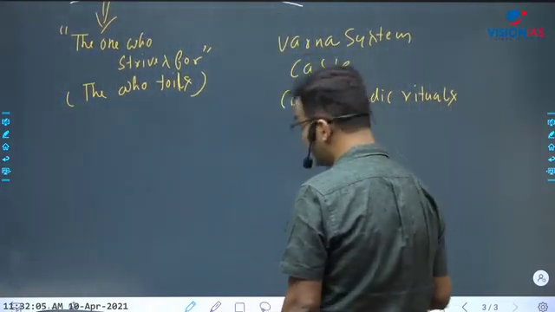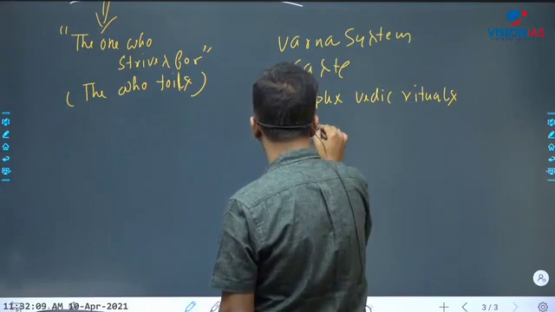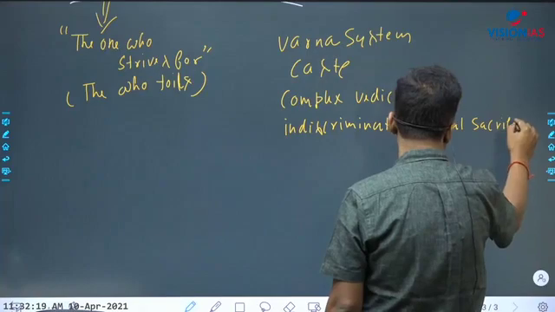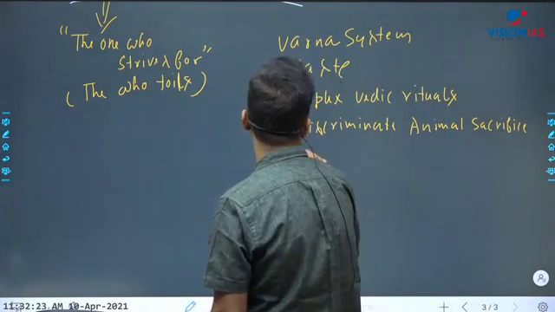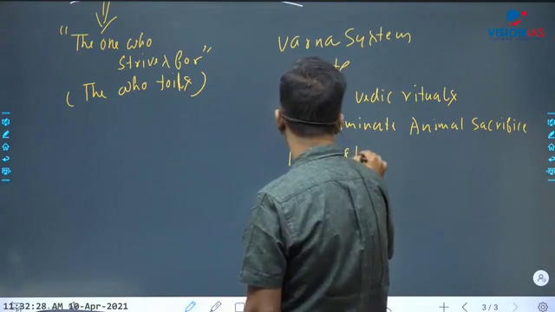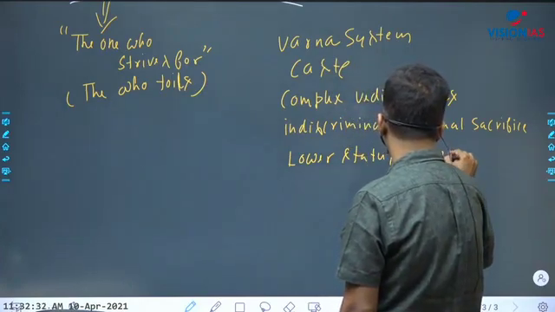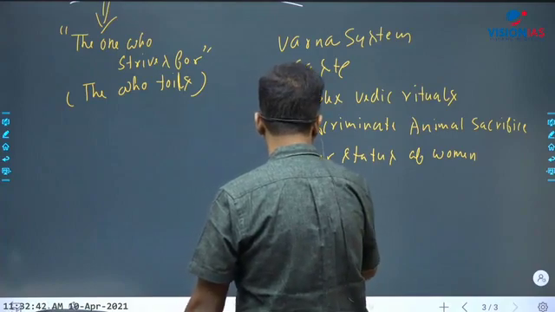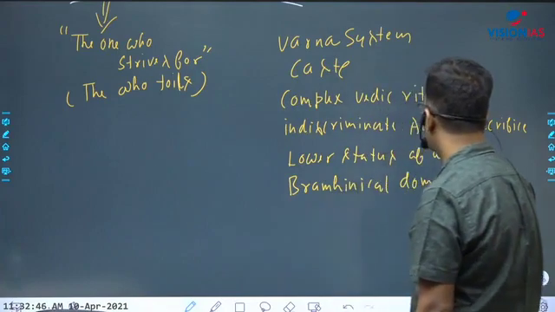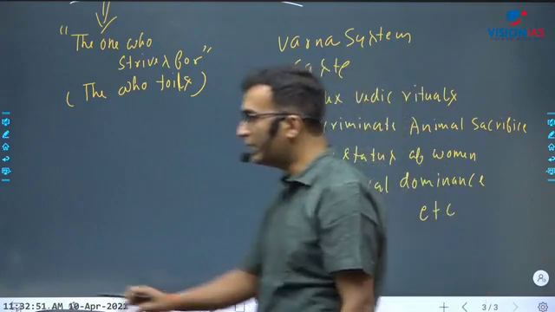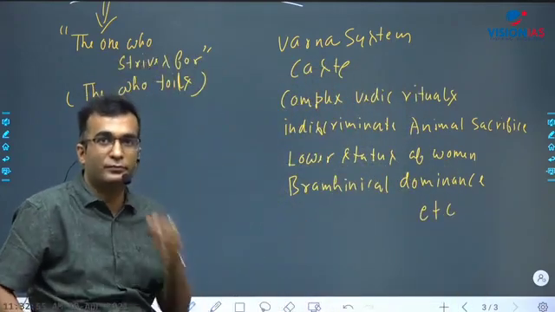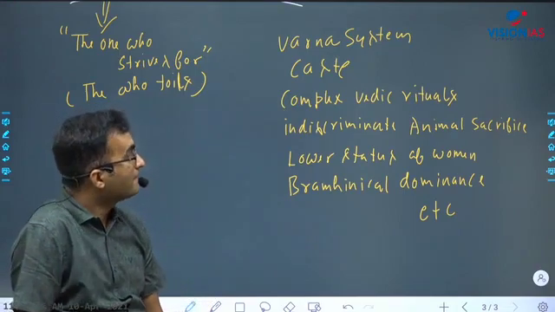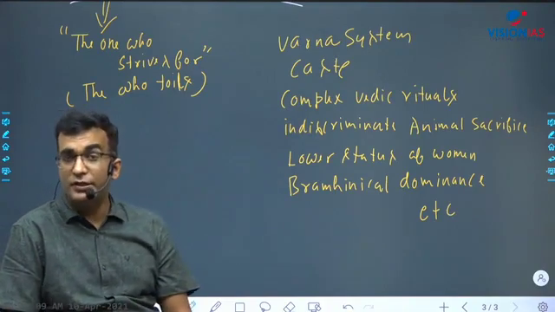उसके बाद लिखो indiscriminate animal sacrifice, lower status of women, then Brahminical dominance, etc. So they were against all these: Brahminical dominance, etc. So this is what was the Shramana.